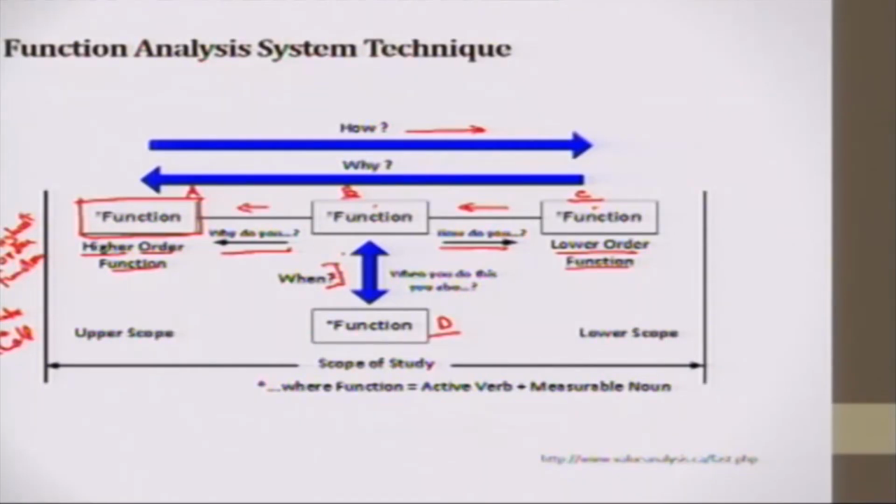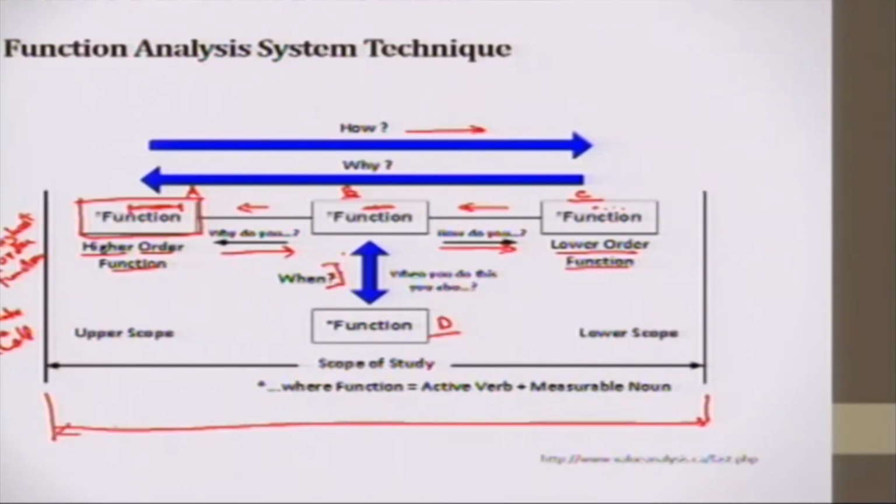and in this direction we are moving towards why. Why do we need design specifications? Because we need to design the components here. And why do we need to design components? Because we need to have the mobile phone. I'm just taking a very broad example here. So this also has a scope of study. This is our scope of study, it is mentioned here. The where function, the active function, is an active verb and measurable noun. So this would be kind of a critical path. This function might not be part of our critical path. So we have the lowest order function here.